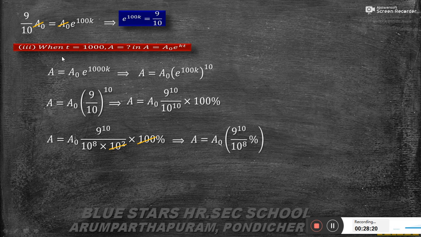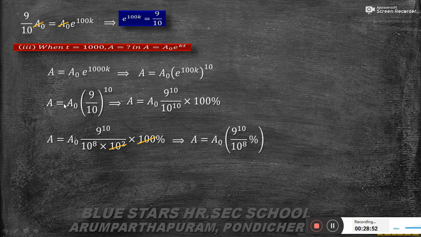Now when t equals 1000, we find out the A value. The equation is A equals A naught e power Kt. Here the t value is 1000, so A equals A naught into e power 1000k. Next, A equals A naught times, writing 1000k as 10 times 100k, e power 100k whole power 10.